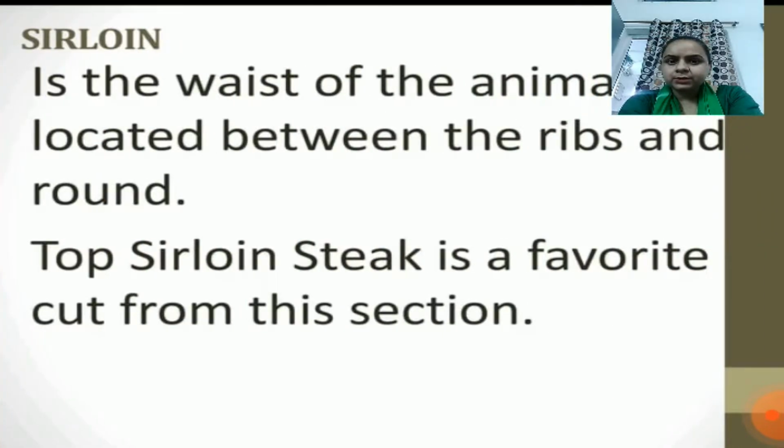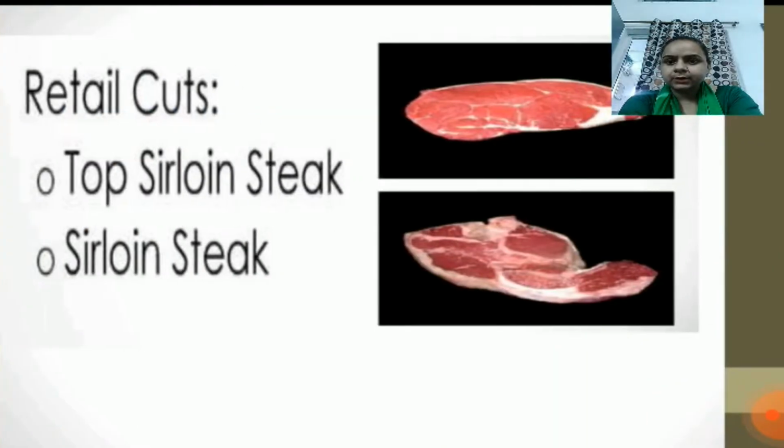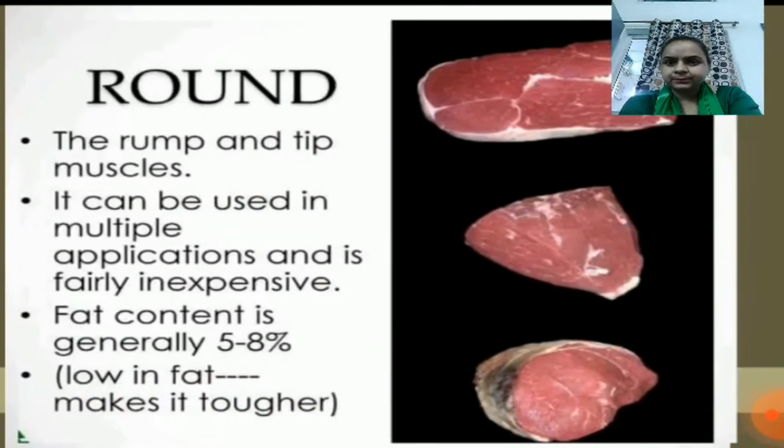Sirloin is the waist of the animal, located between the rib and the round area. Top sirloin steak is a favorite cut from this section. Retail cuts: top sirloin steaks and sirloin steaks.